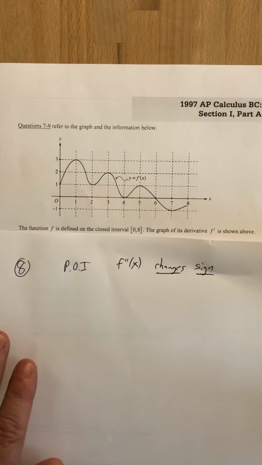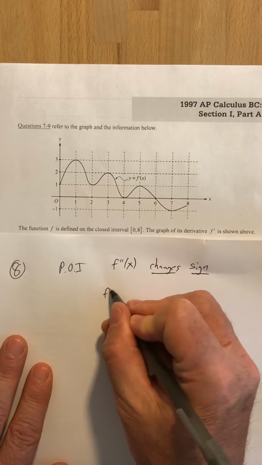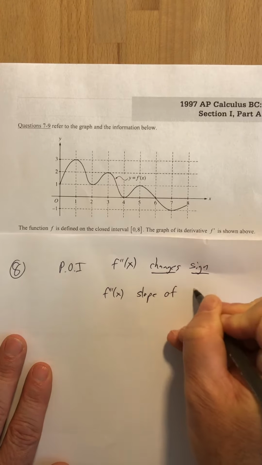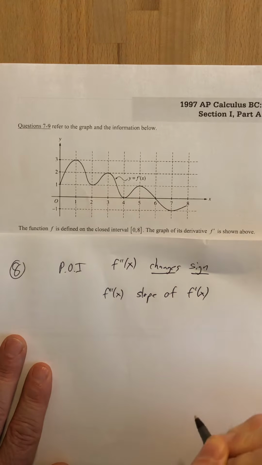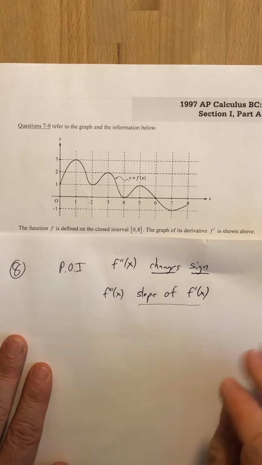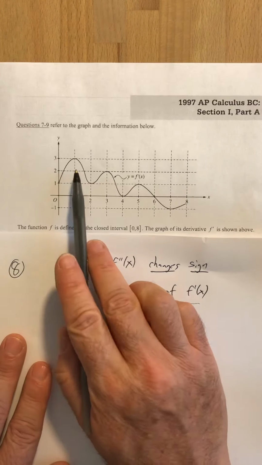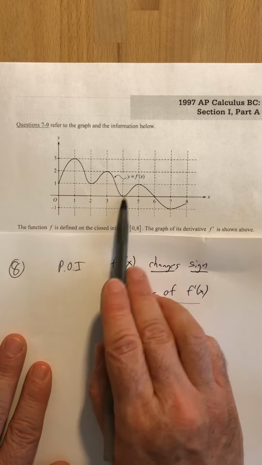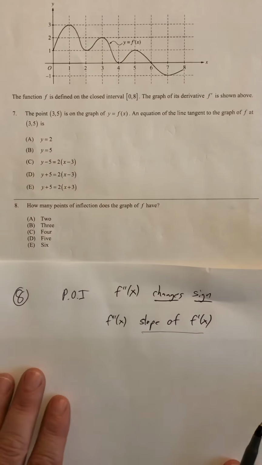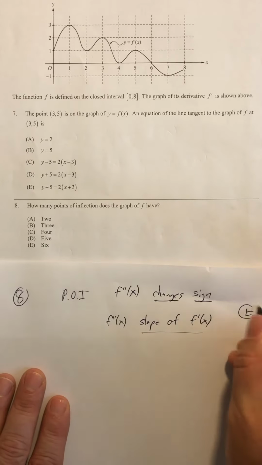When I'm looking at the graph of f prime, f double prime is the slope of f prime. So I'm basically looking for when is this slope changing sign. And if I count the points, 1, 2, 3, 4, 5, 6, there are 6 of those. So my best answer for 8 is E.